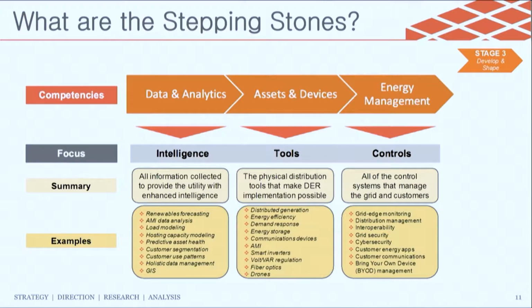So what are these stepping stones? I see three key areas: data and analytics, assets and devices, and energy management. So your intelligence, your tools, and your controls. Again, part of simplicity is breaking stuff down, categorizing things. So you would basically say, I want to look at this list of stones, and these are examples at the bottom. Well, I want to focus on energy storage, AMI, and I want to do fiber optics. And then in intelligence, I want to do load modeling and renewable energy forecasting. You get the point. You pick these stones, and this is where it all comes together.